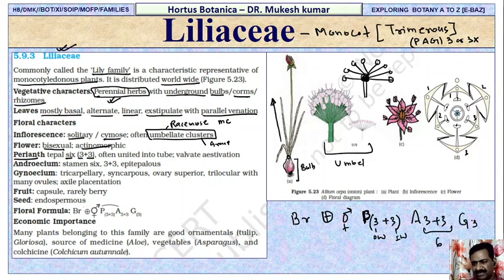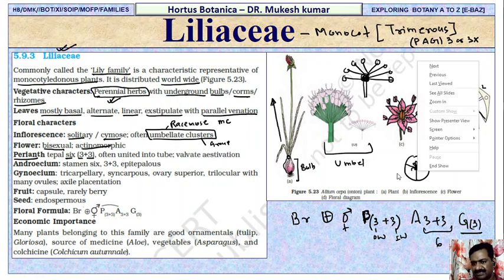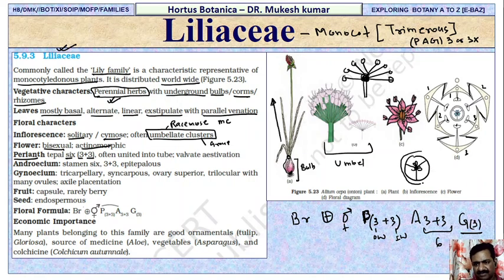Now gynoecium we have 3 fused, superior. See, I am drawing again. This is your axile placentation. So this is the tricarpellary condition, and this is the axis where these ovules are there. So this is axile placentation, isn't it? And you found this is tricarpellary, trilocular, and axile placentation. So this is written: gynoecium tricarpellary, syncarpous, superior ovary, trilocular, many ovules, axile placentation. Fruit: capsule or berry, usually capsule. And this is endospermous, because I told you this is a monocot, and usually monocots have endospermous seeds. No exception. It's a very common character.